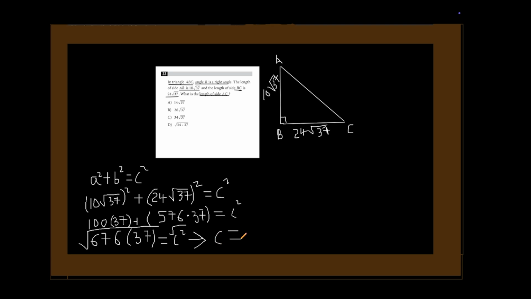So now we're going to do a two-step equation and square root both sides. The square root of 676 is 26. And the square root of 37 is root 37. So we get an answer of B.